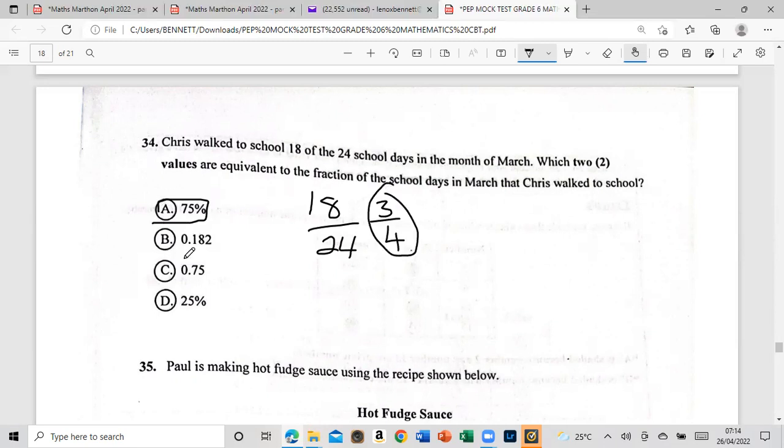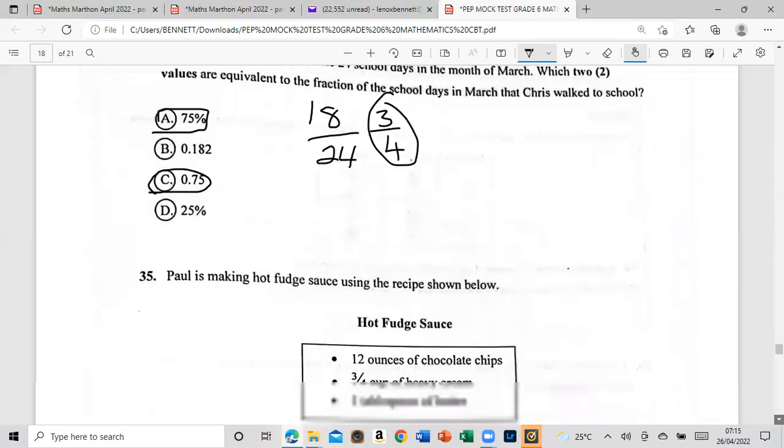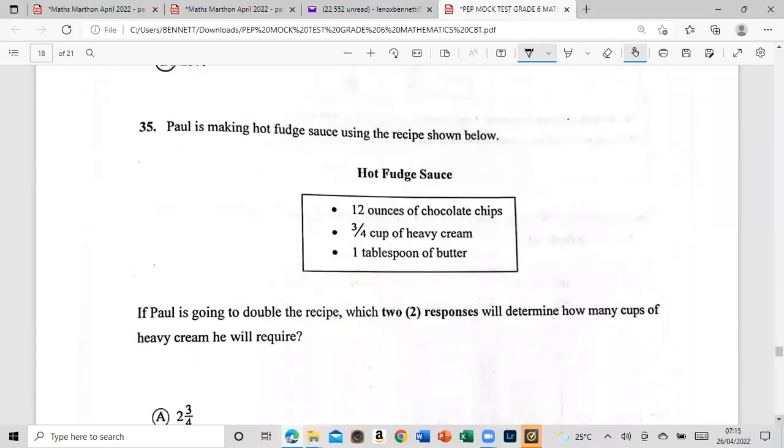You guys will have done that in class. Or we can write it as a decimal, 0.75. This is really an awesome paper. So, looking for two options, guys. So it's A and C for that one. Hit the right button now, guys.